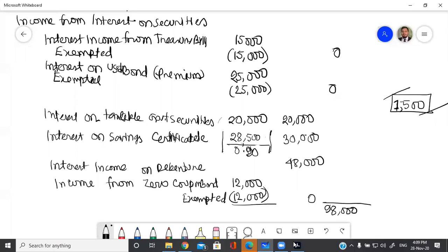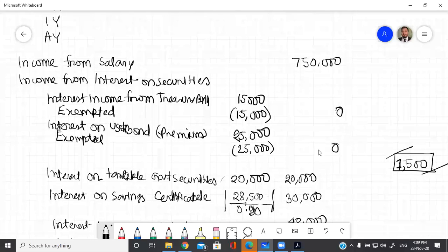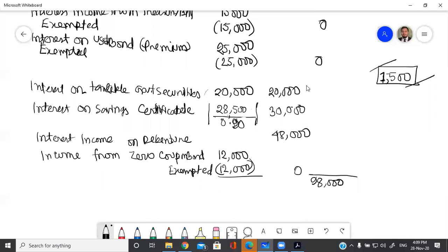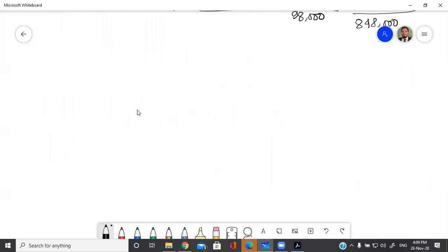We need to add this with the income from salary. Salary, how much? 750. 750 plus 98, how much total? 848,000. Sorry, 848. So let me write down the tax slab for you. For first 300,000, tax rate is 0%, tax liability is 0. For next 100,000, tax rate is 5%, tax liability is 5,000, right?